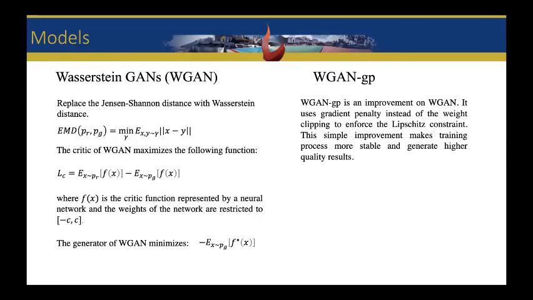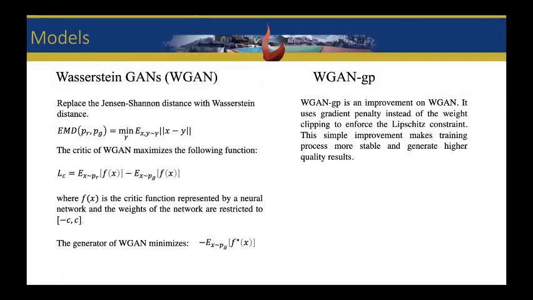The network of WGAN is almost the same as GAN, except the critic, which is the discriminator in WGAN. It does not have an output sigmoid function, and the major difference is only in the cost function. The critic of WGAN maximizes the following function, where f(x) is the critic function represented by a neural network, and the generator of WGAN minimizes the expectation of the critic function.